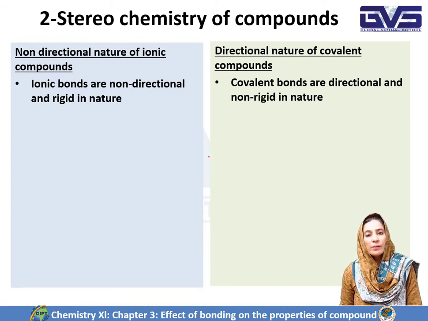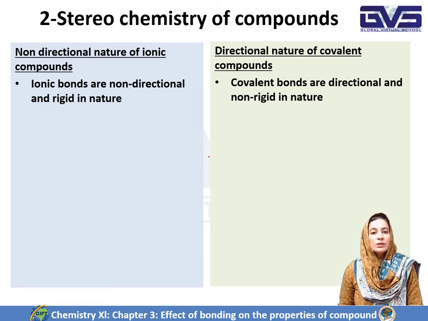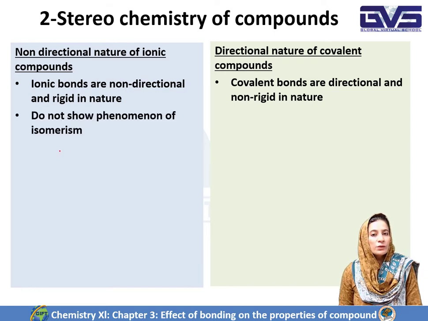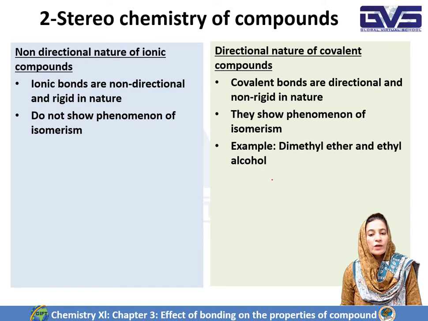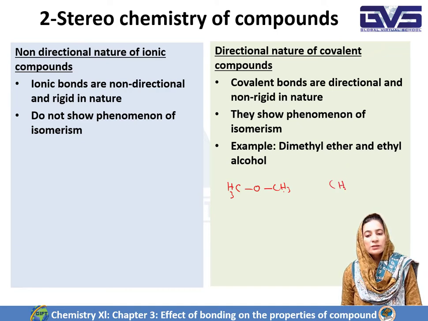Bonds can be broken and they can form bonds to some other atoms. So that's why ionic compounds do not have isomers, but covalent compounds show the phenomenon of isomerism. For example, dimethyl ether: two methyl groups, CH3, and this is oxygen and this is CH3. This is called dimethyl ether.